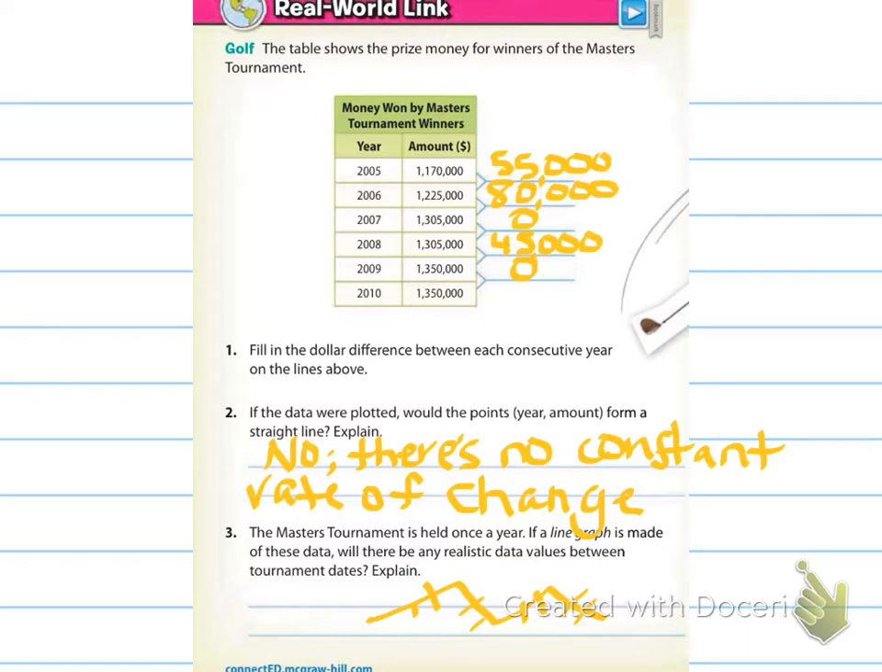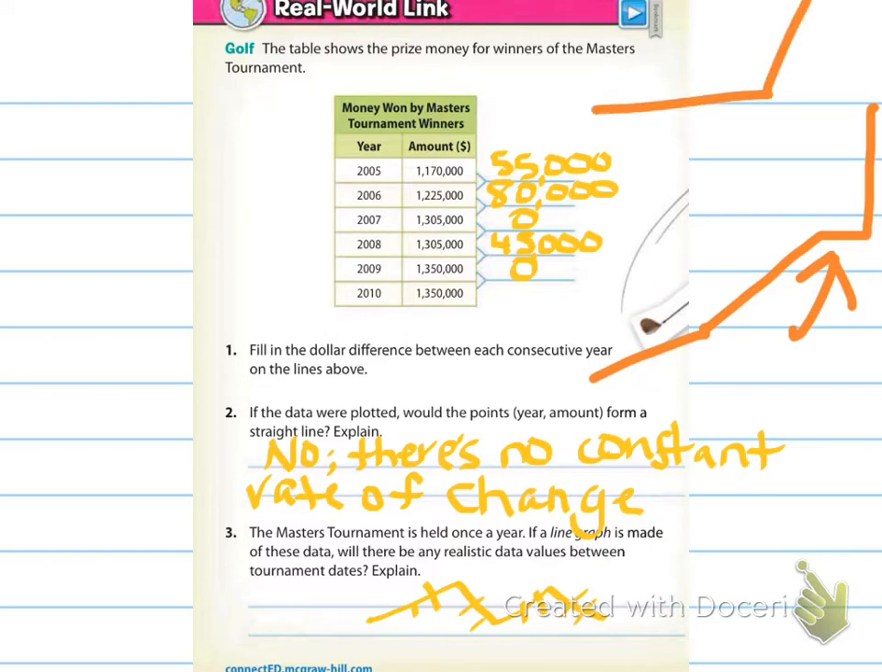So number 2 says if the data were plotted, would the points, year and amount form a straight line? And the answer is no, because there's not a constant rate of change. It would end up being a random line that goes up and down. Well, mostly goes up, but not at steady increments. Some of them will be steeper than others. And then when we're doing 0, a line like this would represent 0, where it just goes straight across and then up for the next one.